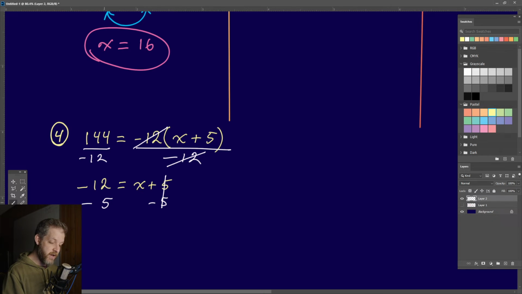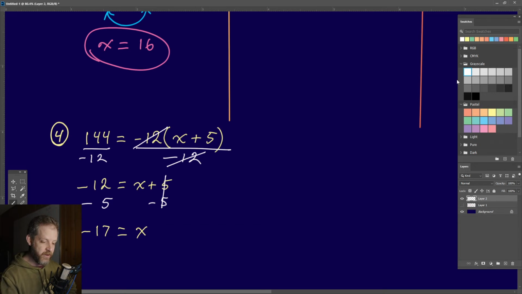Negative 12 minus 5. Minus 5 is the same as adding negative 5, right? I know I keep saying the same thing over and over again, but we got to get that locked into our brain. So these are, in fact, the same sign, right? So we're going to add and keep the sign. So the sign is negative. And then 12 plus 5 is 17. So negative 17 equals x.